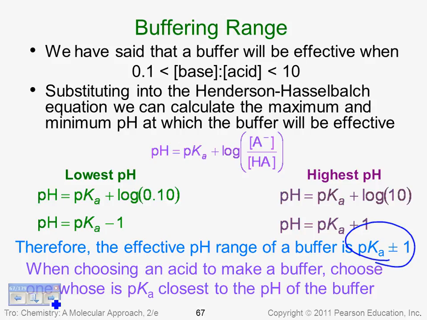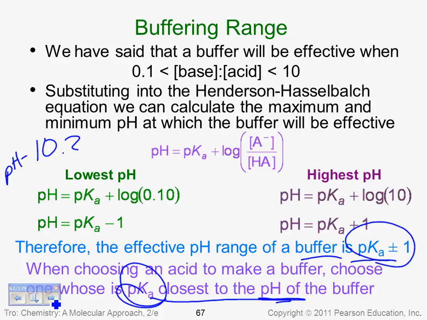So, when you want to make a buffer and your conditions require you to use a pH of 10.2, I don't know where you're at or what's going on, but for some reason you need a buffer that has a pH of 10.2. What you need to do is find an acid whose pKa is as close to 10.2 as you can get. Definitely between 9.2 and 11.2. Those are your options. Because the buffer's pKa is up or down 1, that's what you want. So you want to find the acid whose pKa is closest to the pH of your buffer. That's what you want.